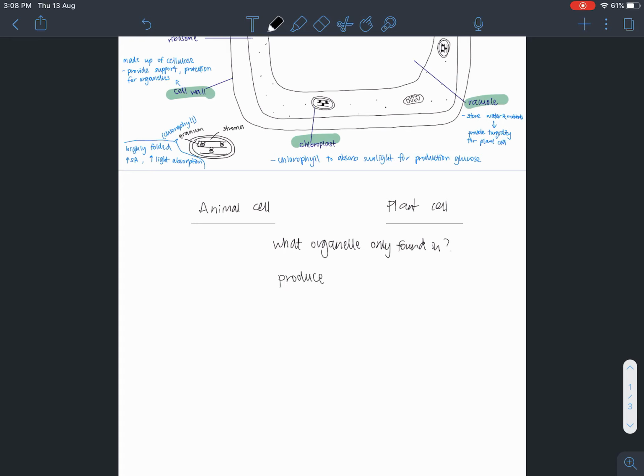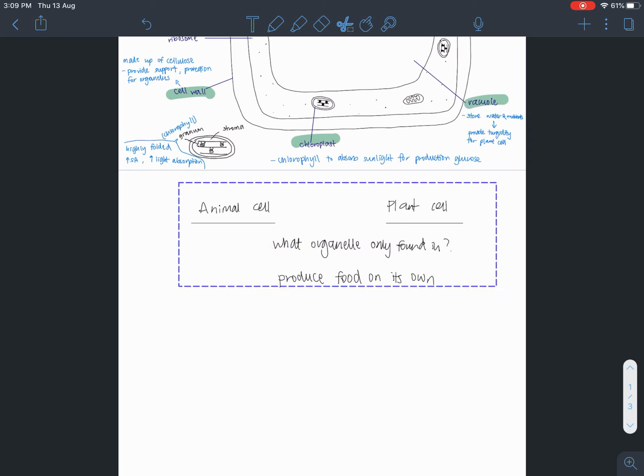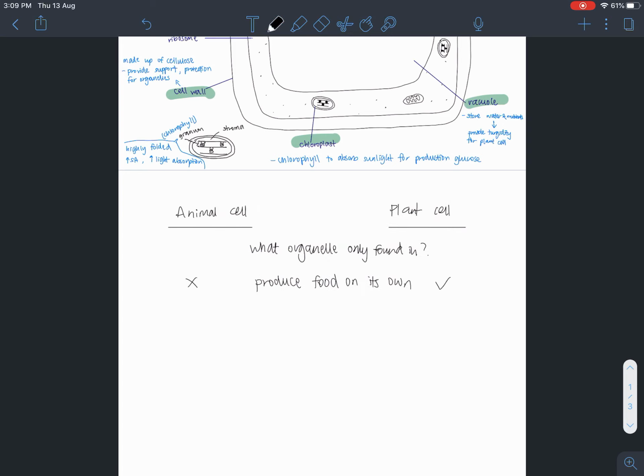Second is produce food on its own. Animal cell doesn't produce food on its own, while plant cell does. So like previously, you don't take lysosome and chloroplast. In this second point, you can talk about the function of lysosome and chloroplast. Like animal cell doesn't produce food on its own because it doesn't contain chloroplast, which can convert sunlight into glucose. It contains lysosome, which can break down food particles using lysozyme.